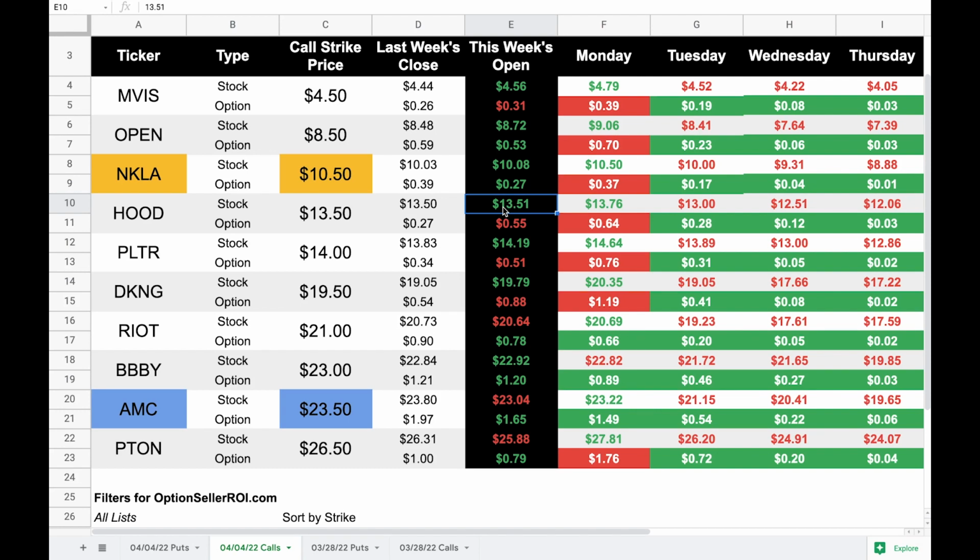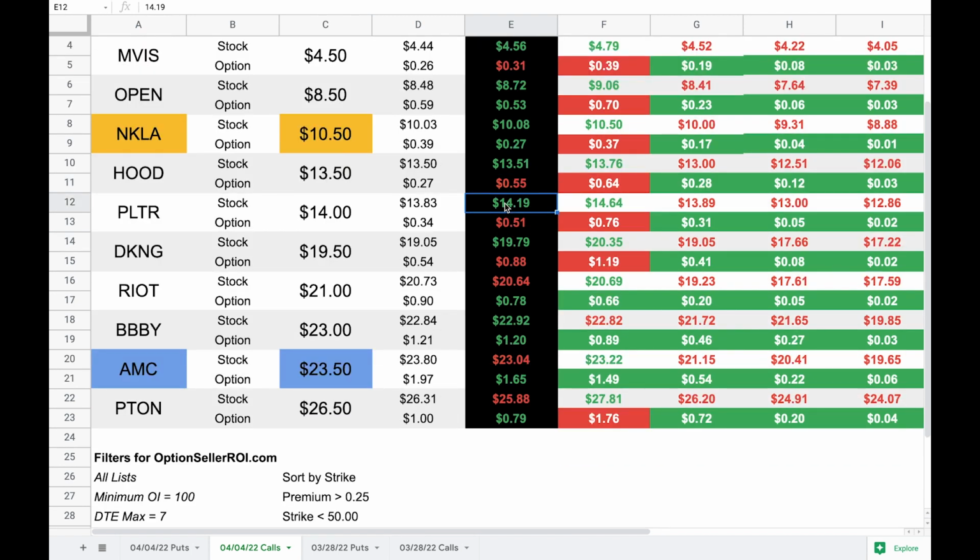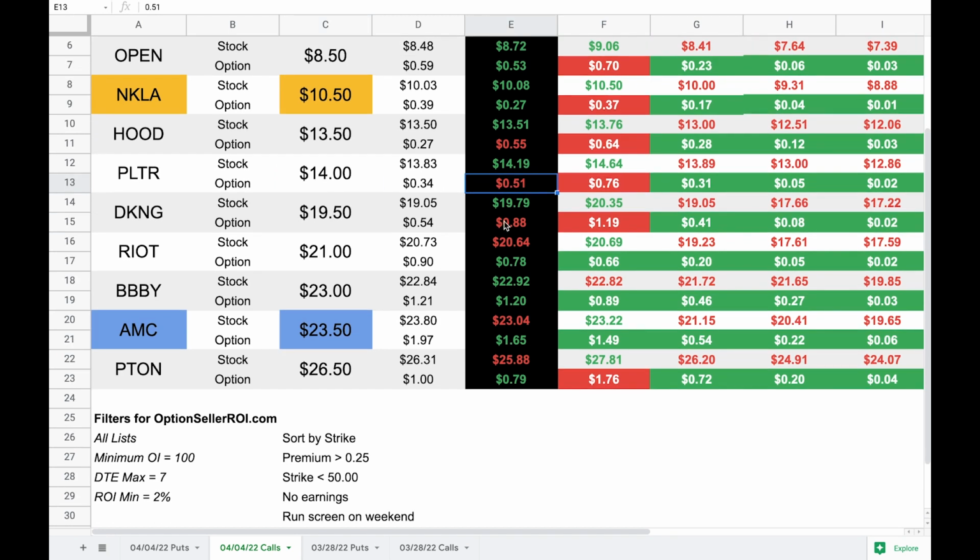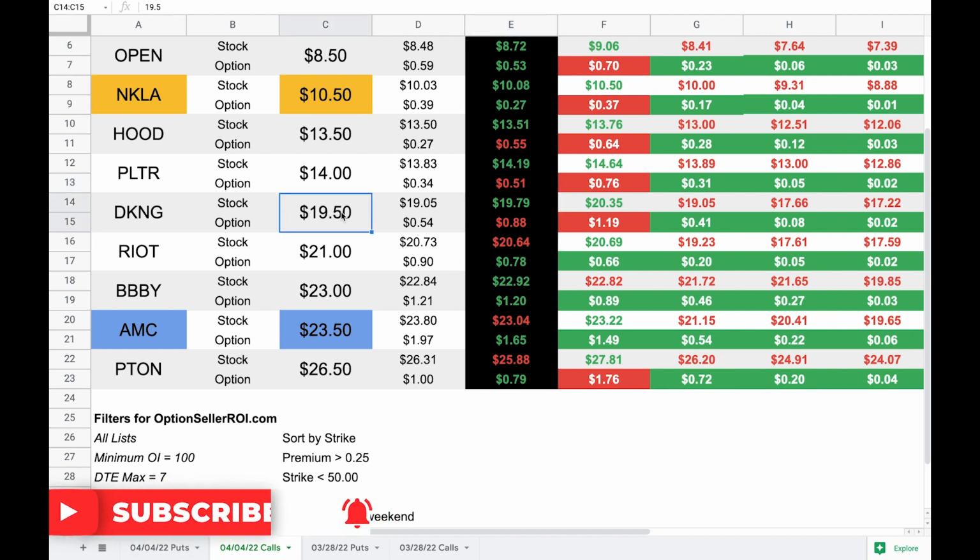This is an at the money call. So you buy your shares for 1351, and then you agree to sell it for 1350. So if it gets assigned, you would only lose a penny per share, but then you would gain 55 cents. So 1419, lose 19 cents if assigned because you're selling the 14 strike, but you gain 51. 1979. So many of these, you can see they're in the money calls that are suggested.